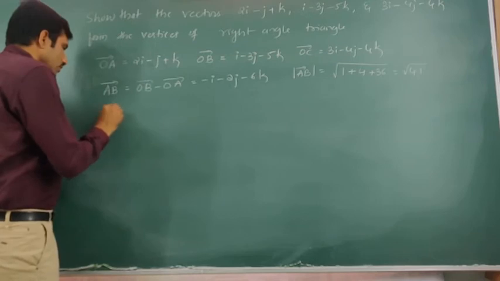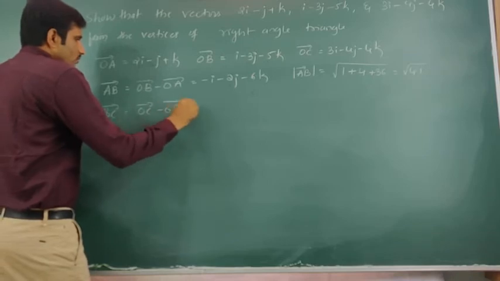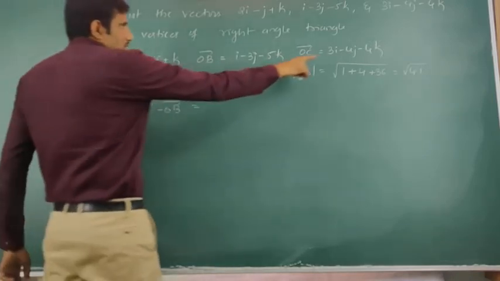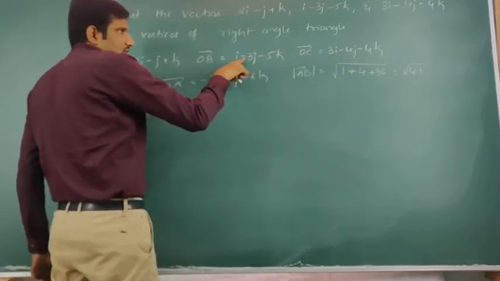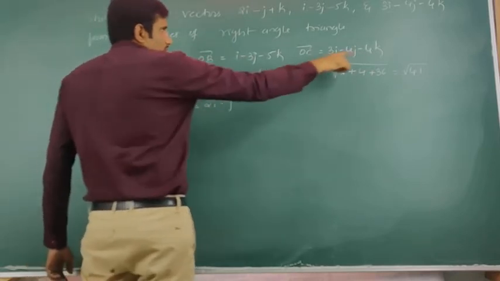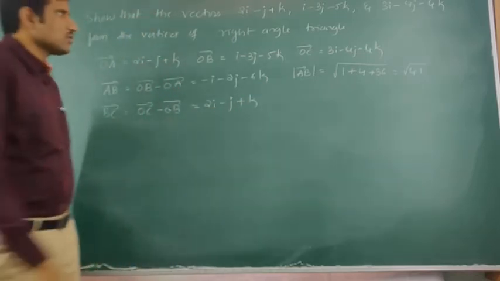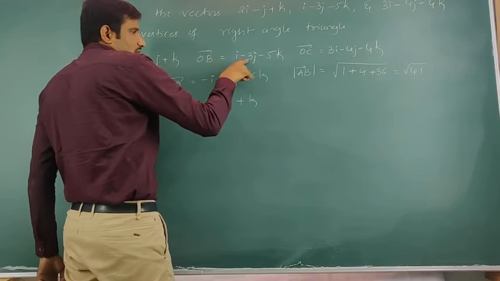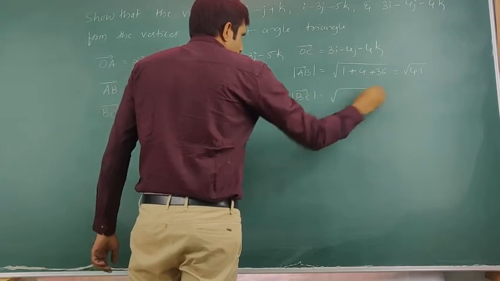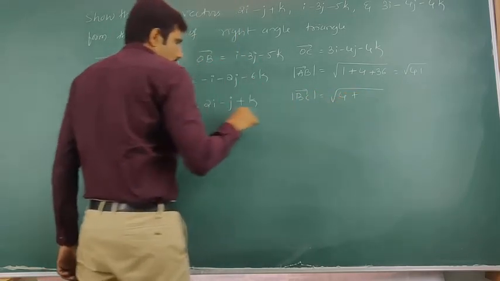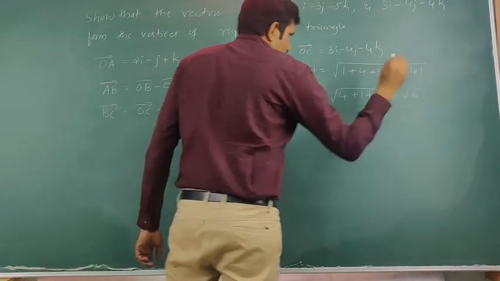Then I will find vector BC, that is OC minus OB, position vector of C minus position vector of B. 3i minus i is 2i, minus 4j minus of minus 3j is minus j, and minus 4k plus 5k is plus k. The magnitude of BC is root of 2 square is 4, plus minus 1 square is 1, plus k coefficient 1 square is 1, that is root 6.